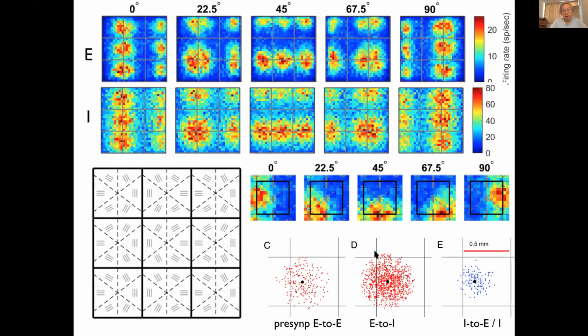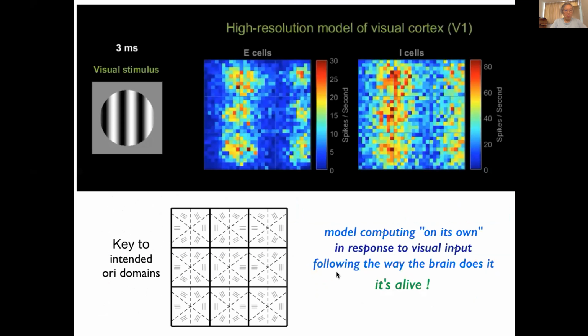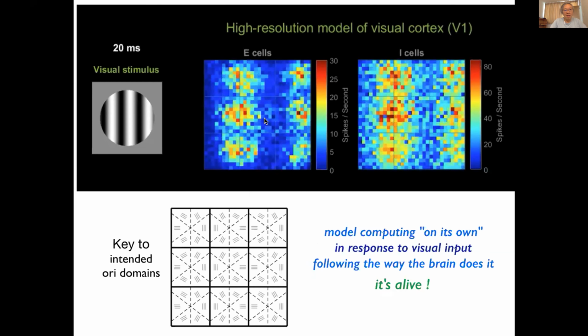It is fairly isotropic. Okay, I have a movie that I'd like to show you, and this is exactly what you saw before, except that what I showed you earlier was averaged over 1 second, and this is happening in real time. Well, not in real time, I've slowed it down or you wouldn't be able to see it. So here is the time clock in milliseconds. And you can see that I'm starting with a vertical grating, and these are the diamonds that correspond to the vertical grating. I want to emphasize that the model is really computing on its own, and it's following the way the brain computes. In other words, it's alive, okay? And so here it goes.